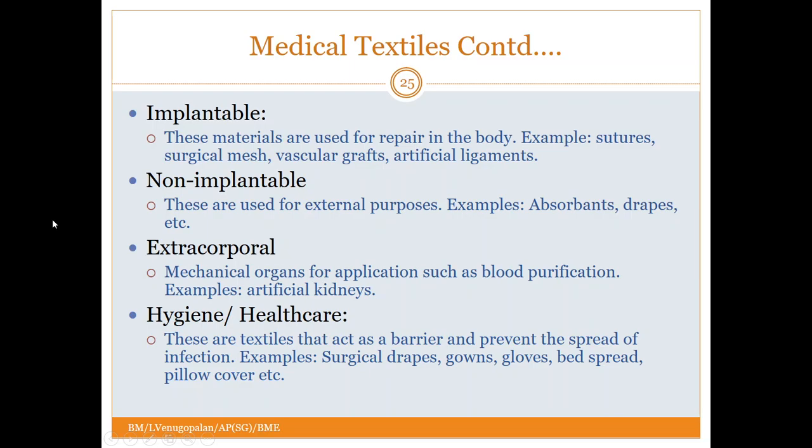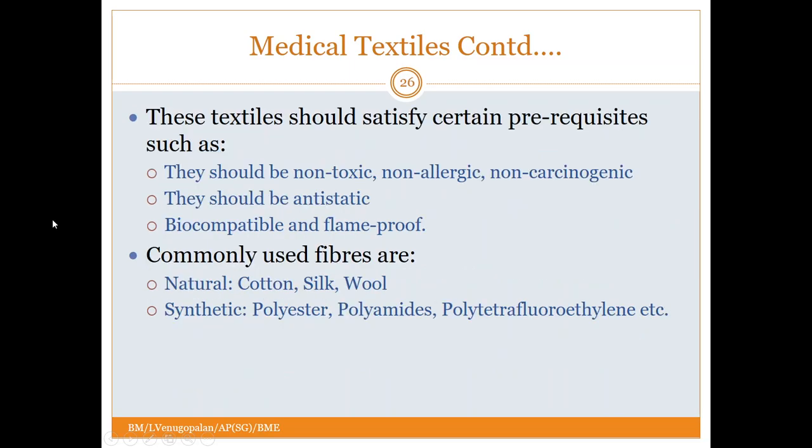And then hygiene and healthcare, these are the textiles that act as a barrier and prevent the spread of infection. So it can include surgical drapes, gowns, gloves, bedspreads, pillow covers, etc. So these are the various types of medical textiles, a broad classification.